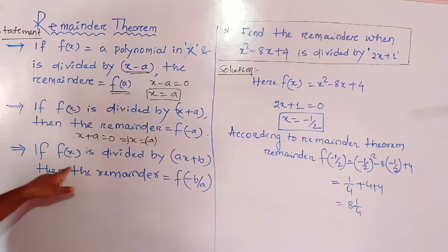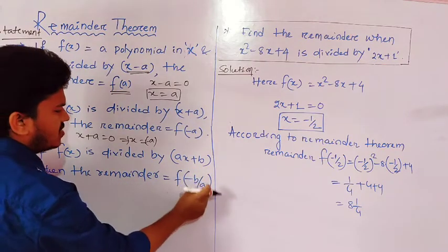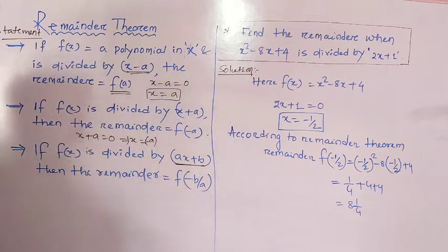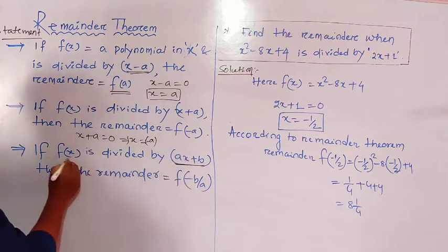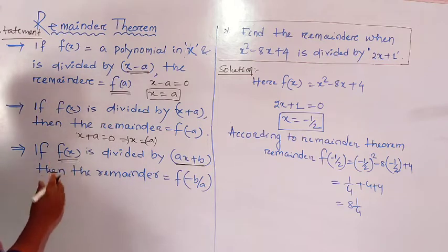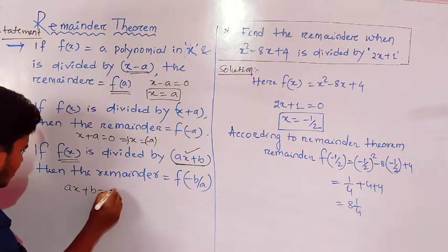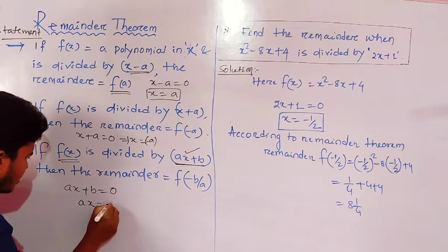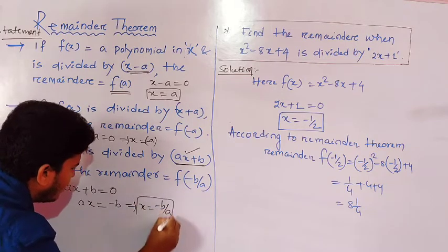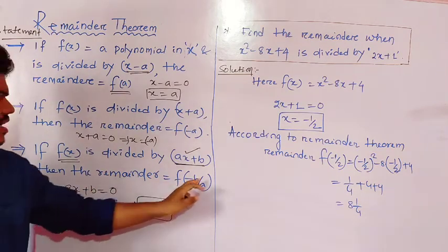Now if f(x) is divided by ax plus b, then the remainder will be f(minus b by a). How? Always we have to equate the divisor to 0. Here this is the divisor and f(x) is the dividend. So ax plus b equals 0, so ax equals minus b and x equals minus b by a. Now this value of x you have to put in f(x), so the remainder will be f(minus b by a).